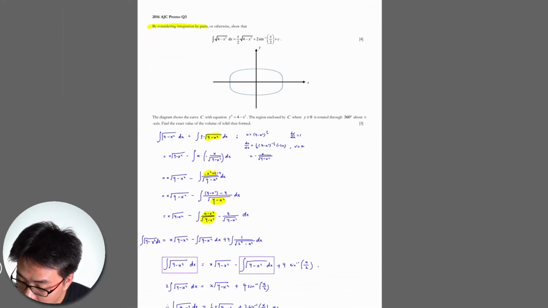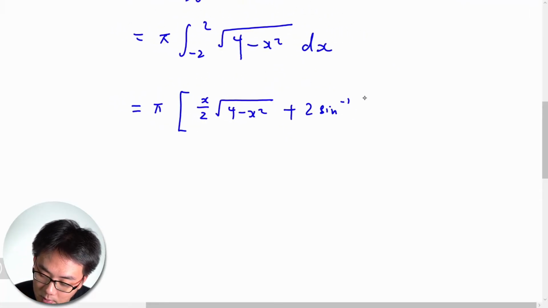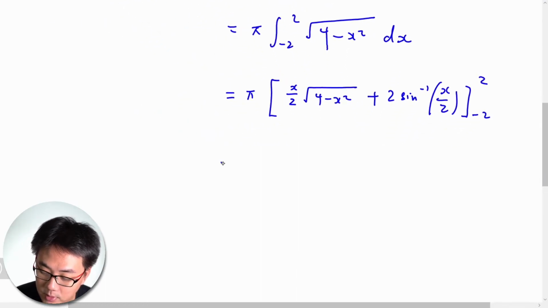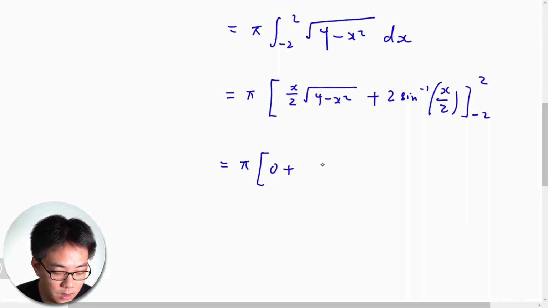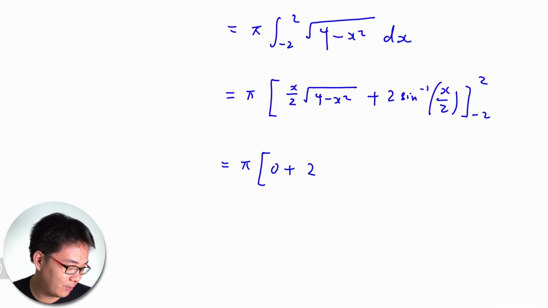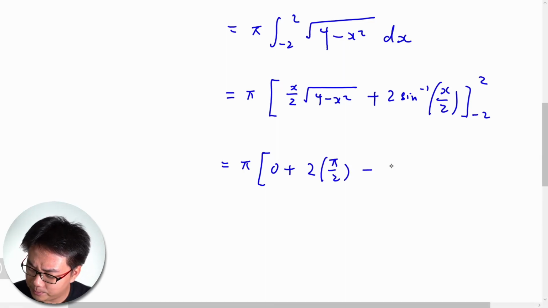So this 2 sine inverse x over 2, so plus 2 sine inverse x over 2. Okay, so this is my definite integral. So I'm just going to key in pi. That will be 0. Easy. Sine inverse 1. Sine inverse 1 is pi over 2, right? Pi over 2 minus 0.